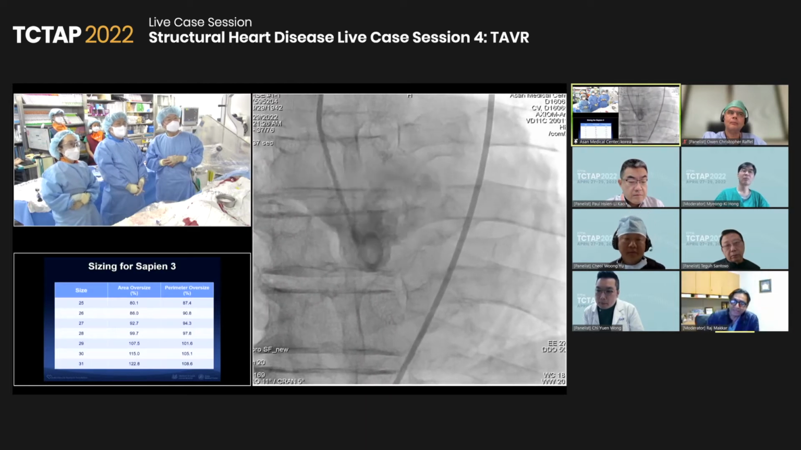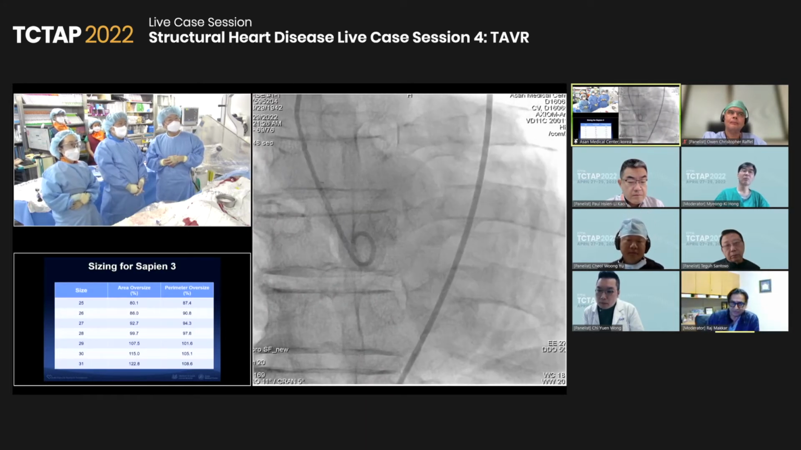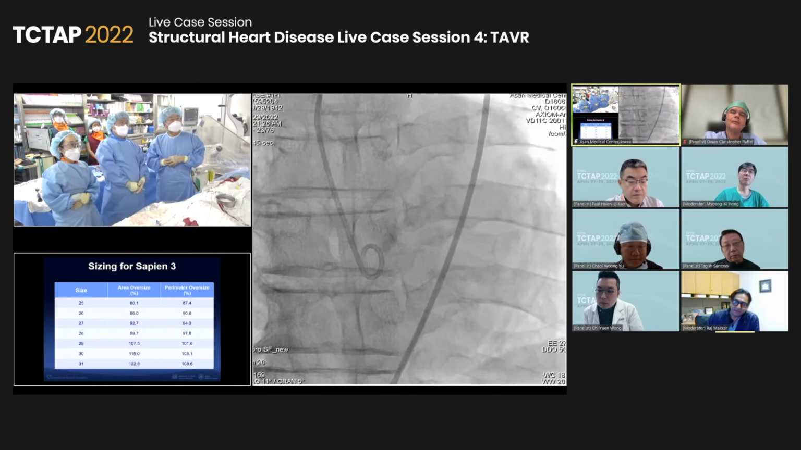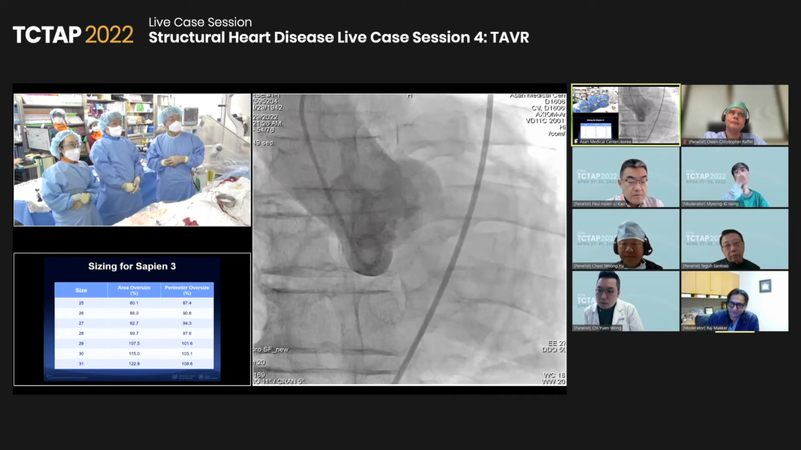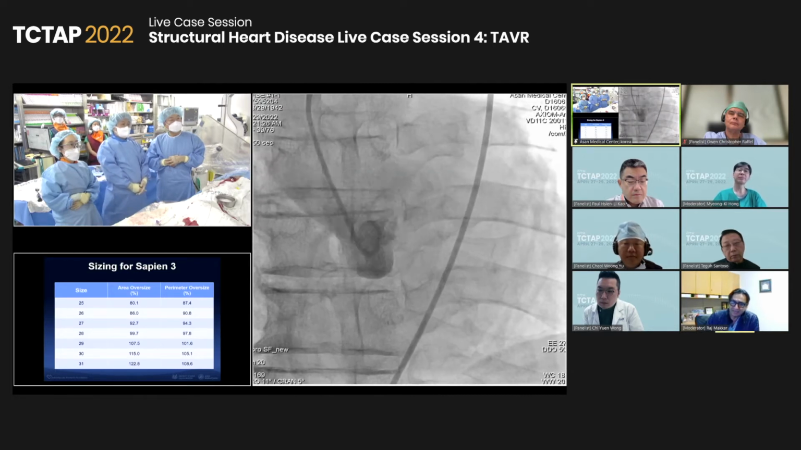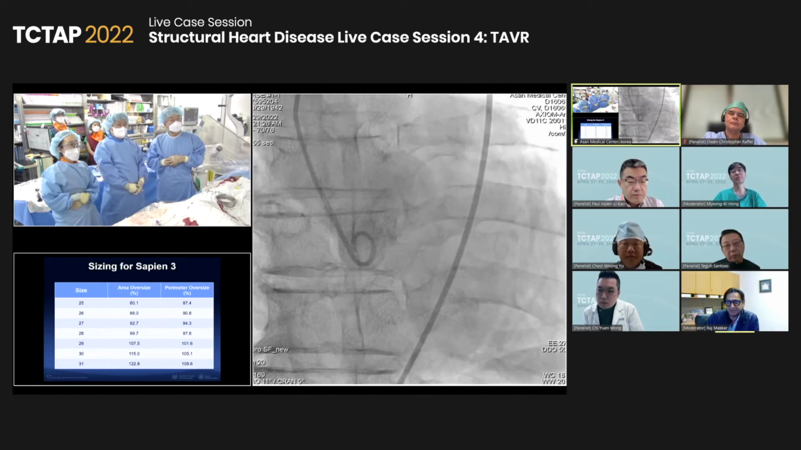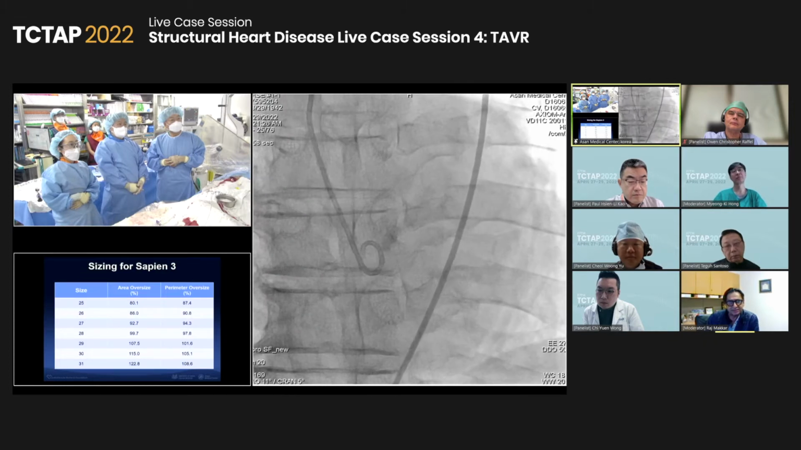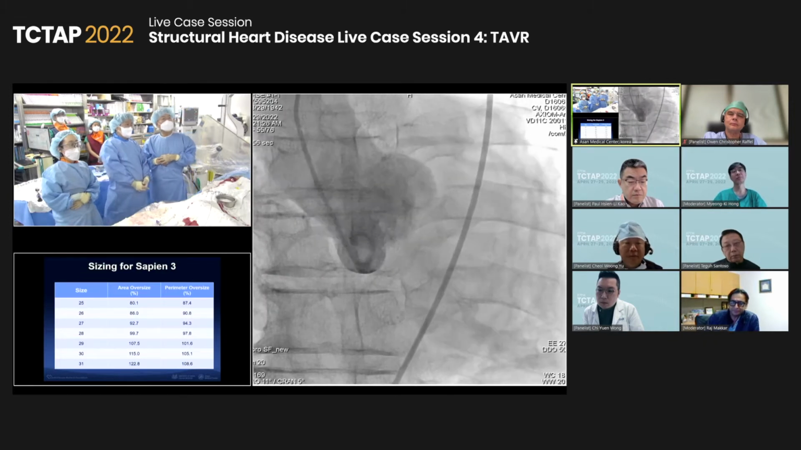Also the LVOT was a little bit larger here. A lot of times if the annulus is okay and the LVOT is a little bit smaller, you can actually get sealing there. So given that, it's very reasonable to have 2 extra cc's in this case. Great.